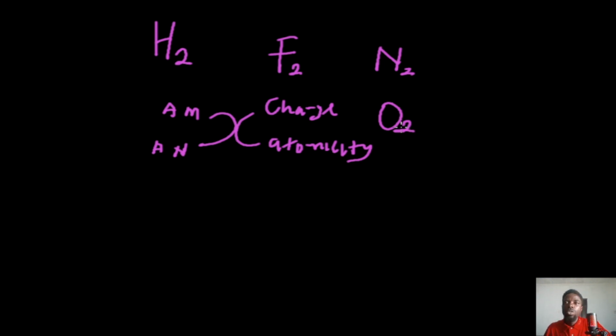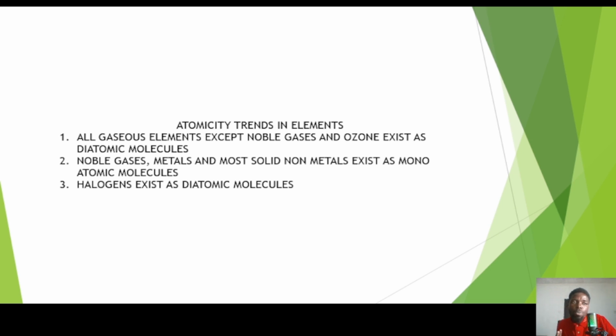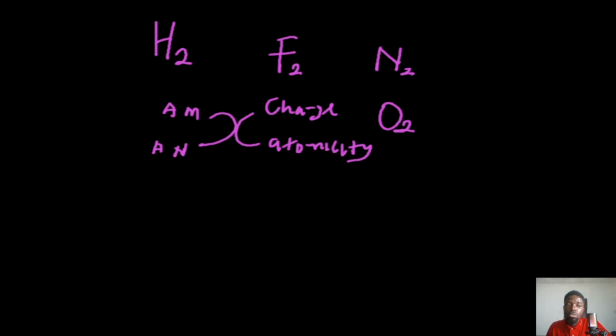Moving ahead. The next trend of atomicity we are going to be considering is the fact that noble gases, metals, and most solid non-metals exist as monoatomic molecules. So once you are considering a noble gas, a metal, or most solid non-metals, you represent them as monoatomic. Let's see what we mean. The implication of that statement is that you just write 1 atom. If you are asked to represent a particular noble gas or a particular metal, you just put down 1 atom, and that is the representation.